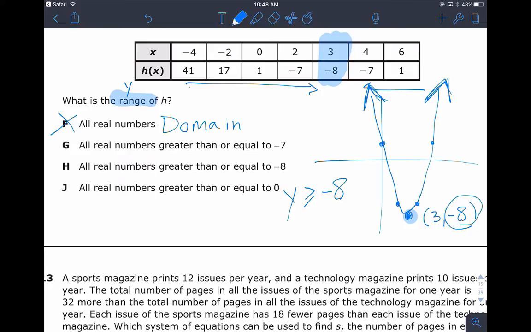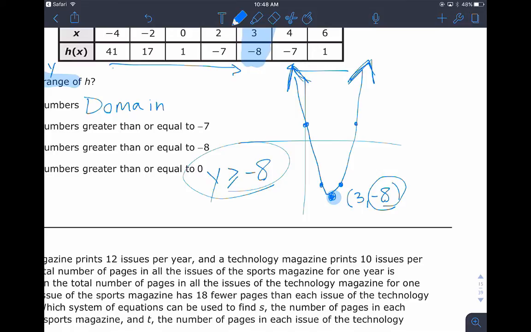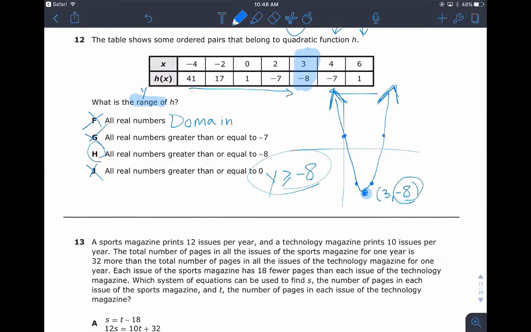All real numbers that are greater than or equal to negative 7. That's not it, because we're saying it needs to be greater than or equal to negative 8. This option with 0 doesn't really help us with anything there. So that means all your values are above negative 8. You've got to sketch it out to figure out what's going on.